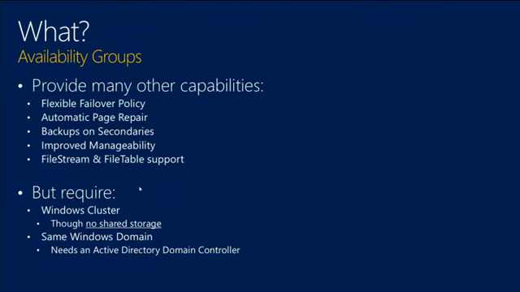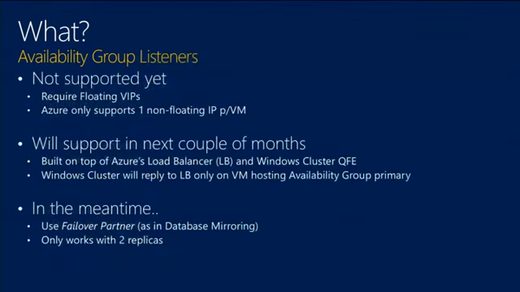Some considerations. Availability groups require Windows cluster. So before you configure availability groups, you need to configure Windows cluster. It doesn't require shared storage, though. Each of these VMs, all they need is to have some local attached disks that they can use, and that's all they need. However, Windows cluster requires that these VMs are part of the same Windows domain. So basically, this means you need to have an Active Directory domain controller available for your domain. And I'll show you this in the demo.